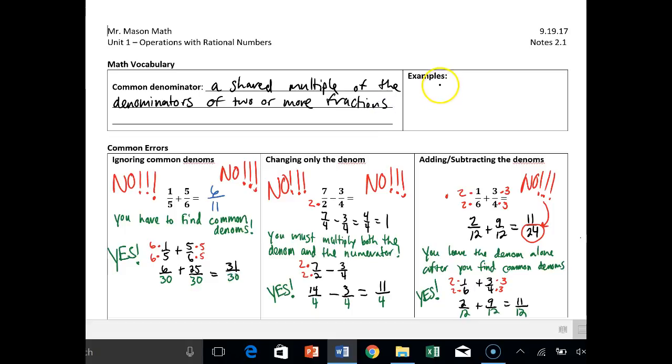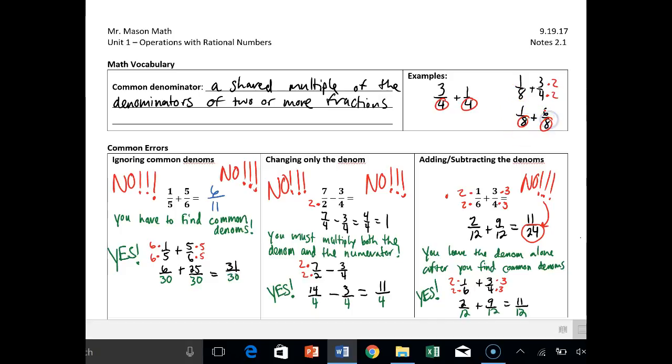The fractions 3/4 and 1/4 have common denominators. The 4s are the same, right? However, the fractions 1/8 and 3/4 do not yet have common denominators, but they could if you multiplied the 4 by 2 and the numerator 3 by 2. You get 1/8 plus 6/8. Now you have your common denominators.